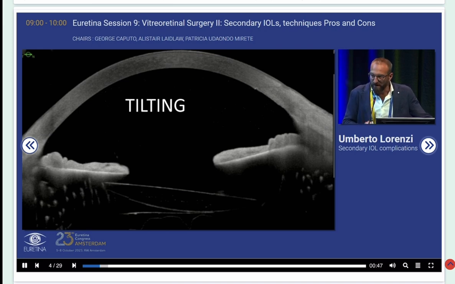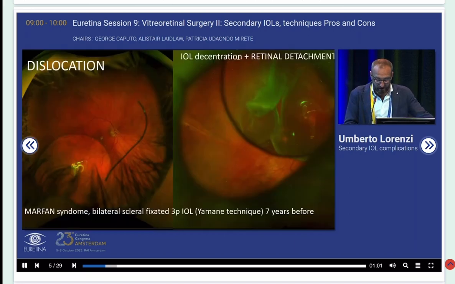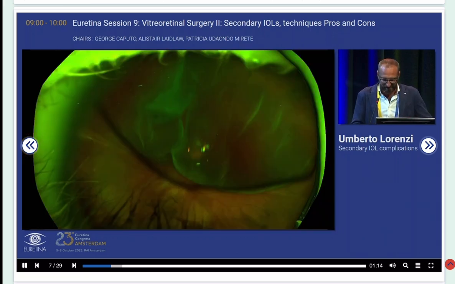Tilting is when the IOL is not parallel to the iris plane, and the definition is the angle between the IOL optic axis and the pupillary axis, and this can lead to oblique astigmatism and aberration. But it's not our main problem, because this standard patient has dislocation in one eye, and in the other eye decentration and retinal detachment.